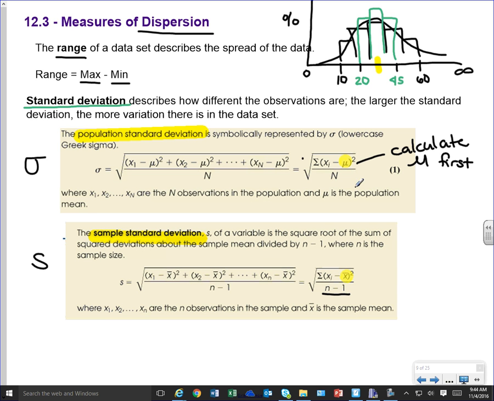Okay, so for that reason, when you're calculating sigma and s, or when your calculator is calculating it, they're going to be pretty close to the same number. Okay, it's only going to be a little different because for sample standard deviation, you're dividing by n minus 1 instead of n. So the sample standard deviation is always going to be larger than the population standard deviation when you look at it in your calculator.